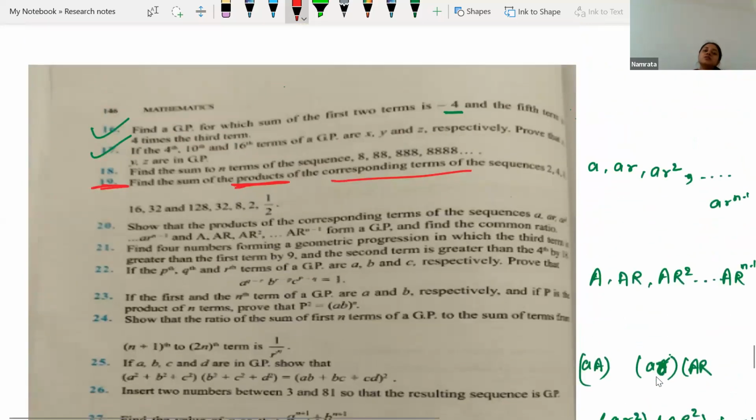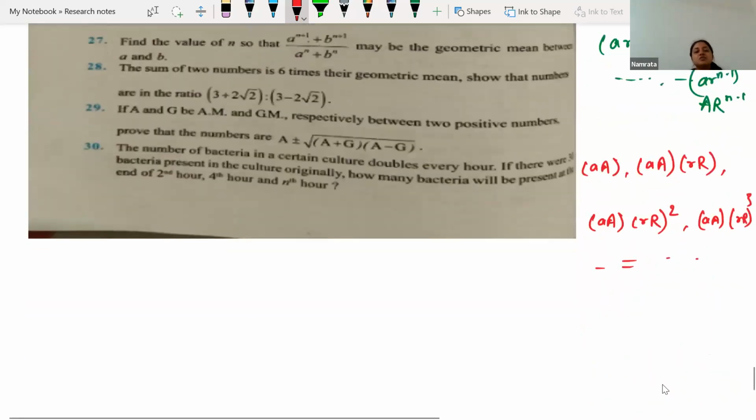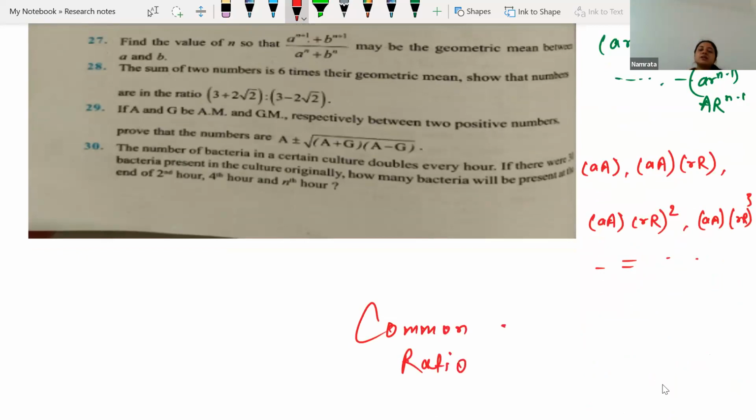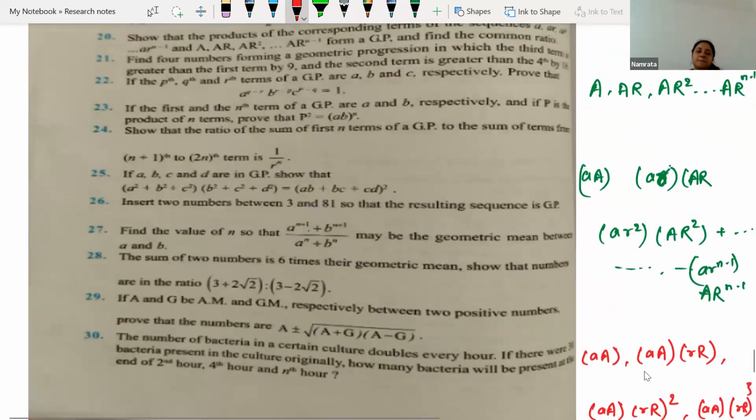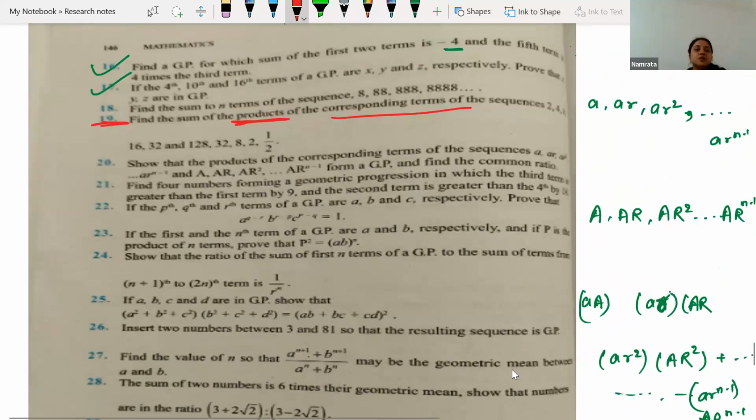If the question is asking to find the common ratio, we can find it easily by taking the second term divided by the first term. And we can say this is the common ratio. Okay. So we are done with this one also.